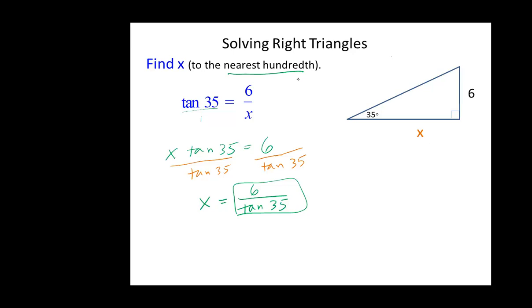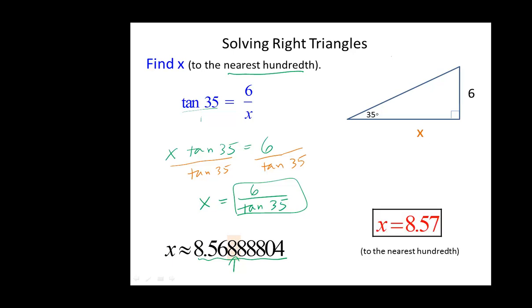So go ahead and try that on your calculator. Make sure you're able to get to this answer. Here, again, many numbers, but since we're rounding to the nearest hundredth, I'm just looking at the next place. I see it's 5 or more, so it will go up, and there's my answer, 8.57. That's the length of x to the nearest hundredth.